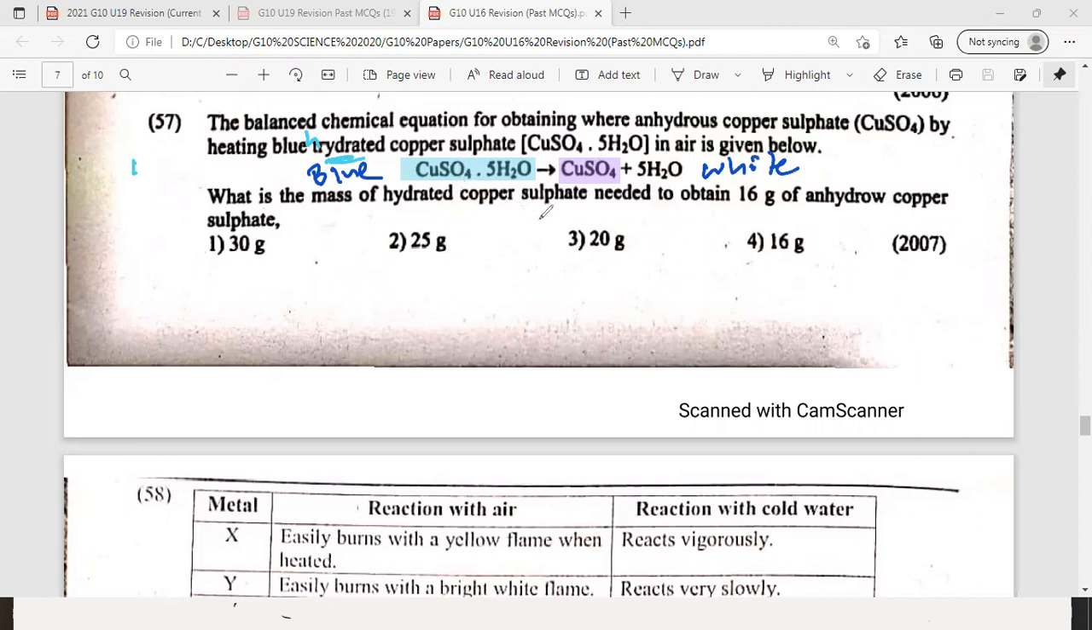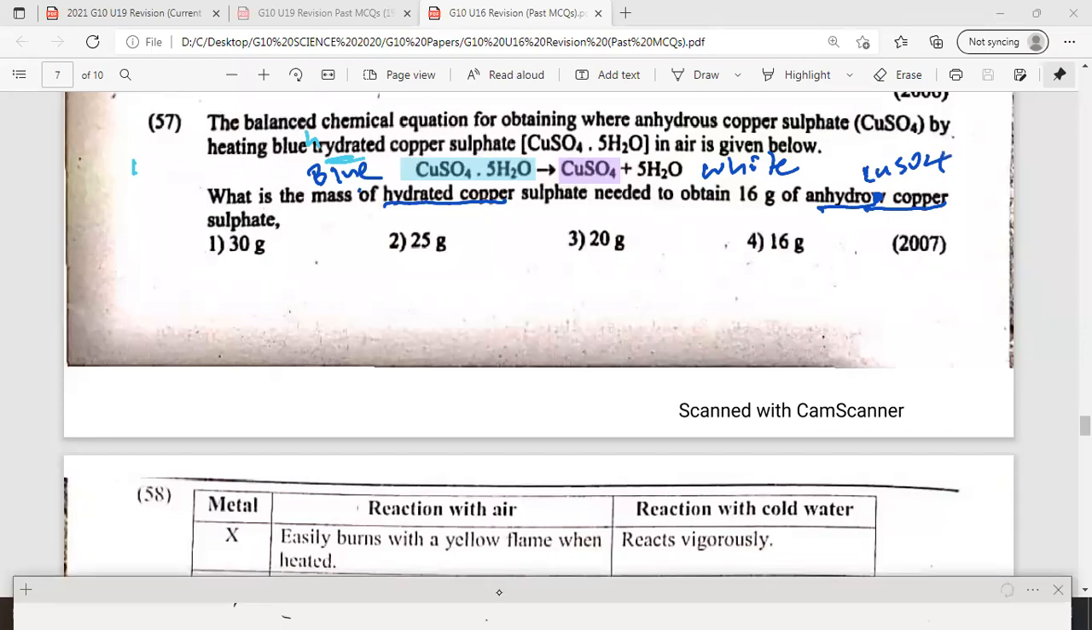What mass of hydrated copper sulfate is needed to obtain 16 grams of anhydrous copper sulfate, that is called dehydrated, which is white, that is CuSO4. Without water, anhydrous. Hydrated means with water. Anhydrous means without water. Now let's see the molar mass. Earlier also I told you the same technique. Under each you have to write the molar mass. Then you can get the answer easily.